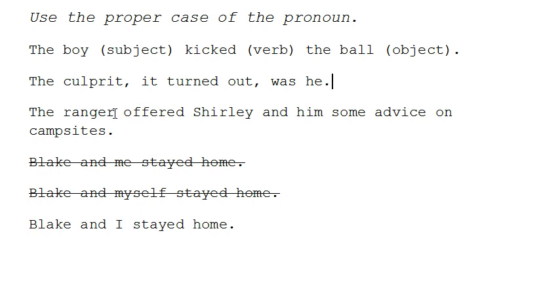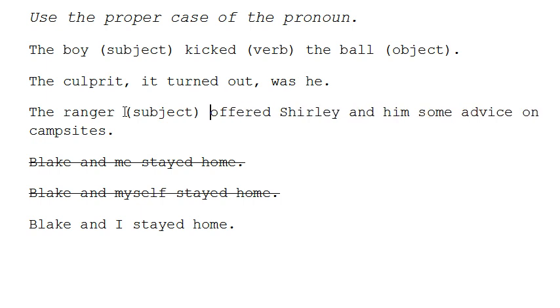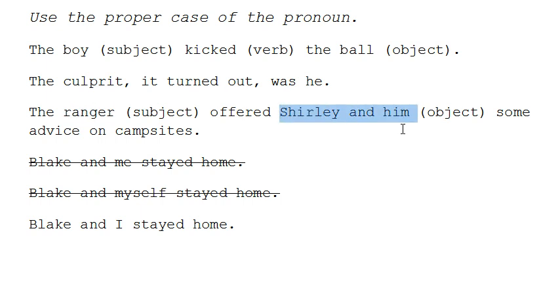In the sentence below, we have a subject, the ranger, who offered Shirley and him some advice. So what we call this, the ranger, we refer to as the subject. Shirley and him, we refer to as the object of the verb. Again, the subject is on the left side of the verb, and the object, Shirley and him, is on the right side of the verb.